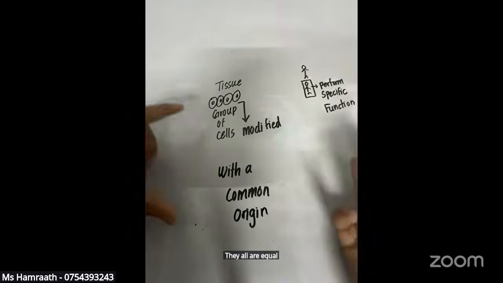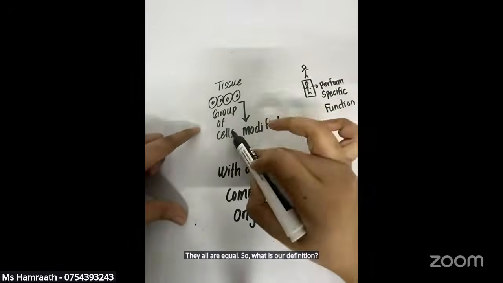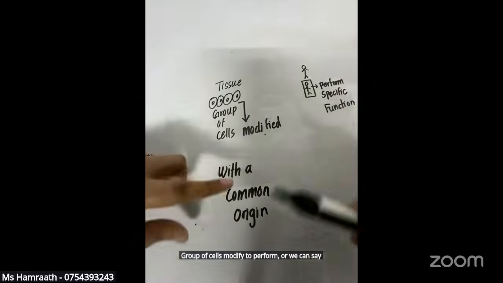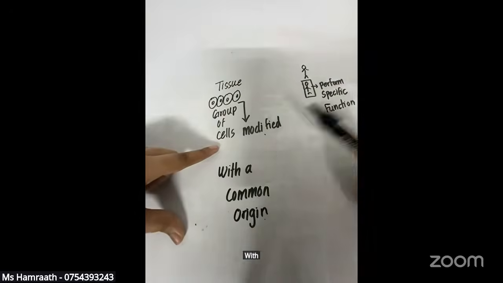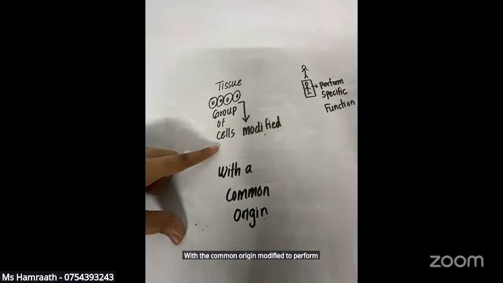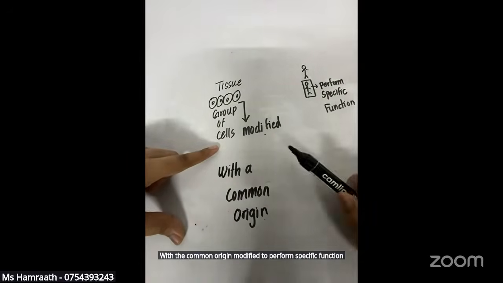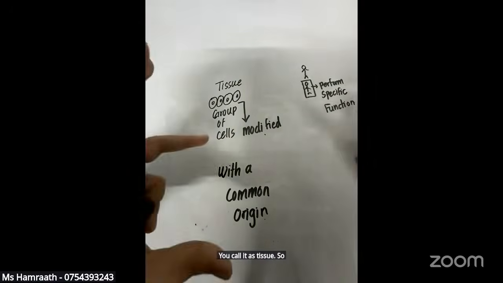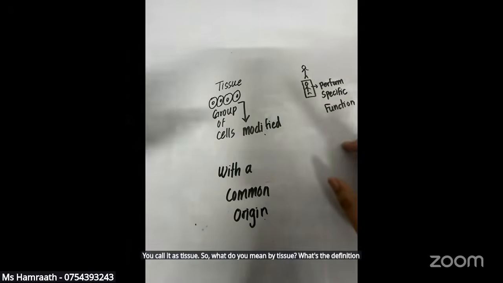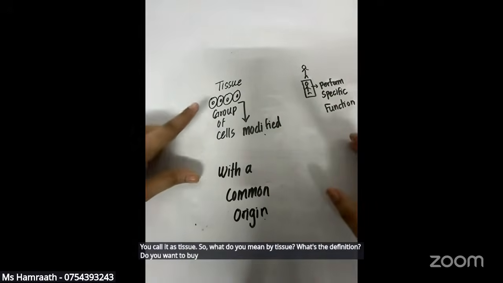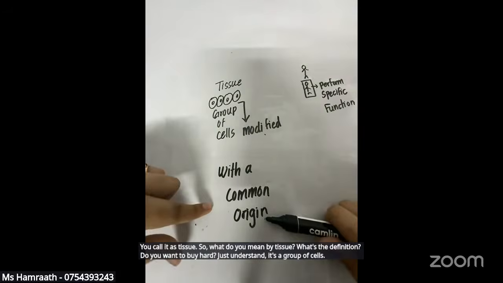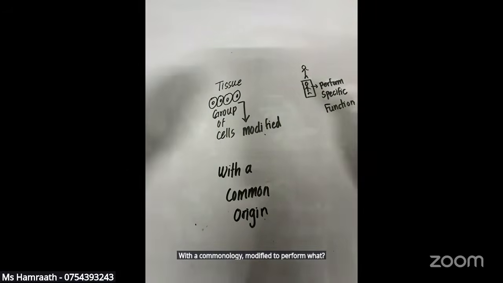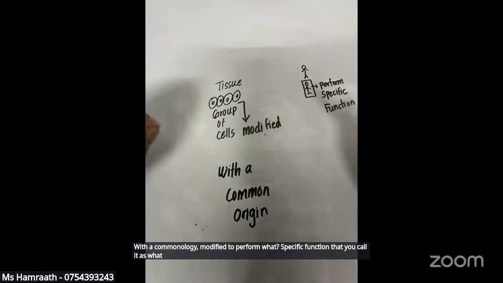So what is our definition? A group of cells with a common origin, modified to perform a specific function, you call it a tissue. So what do you mean by tissue? What's the definition? Do you want to learn it by heart? Just understand: it's a group of cells with a common origin modified to perform a specific function, and you call it a tissue.